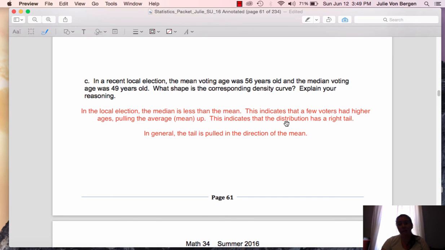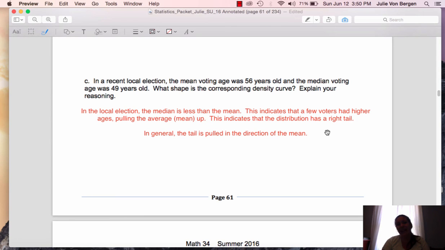Question C says, in a recent local election, the mean voting age was 56 years old, and the median voting age was 49 years old. What shape is the corresponding density curve? Explain your reasoning. In this case, the median is less than the mean, right? 49 years old is younger than the mean of 56 years old. Using what we know from the graphs in part A, this indicates that a few voters had higher ages, pulling the mean up. So this indicates that the distribution has a right tail, or a right skew, we would say.